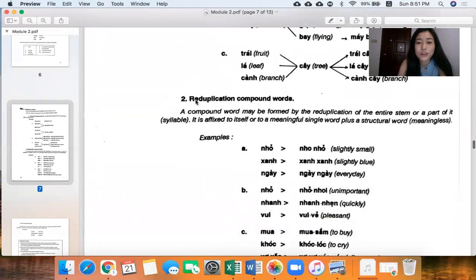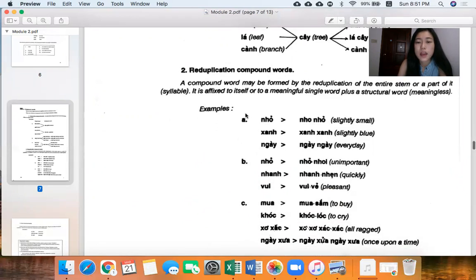2. Reduplicative compound words. A compounded word may be formed by the reduplication of the entire stem or a part of its syllable. It is affixed to itself or to a meaningful single word plus a structural word that is meaningless.